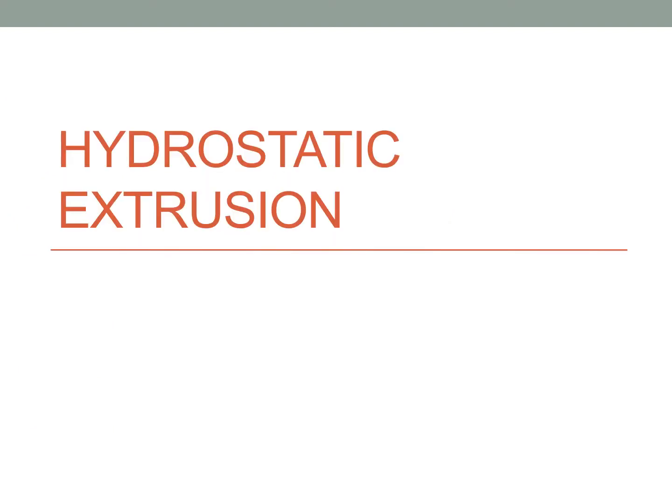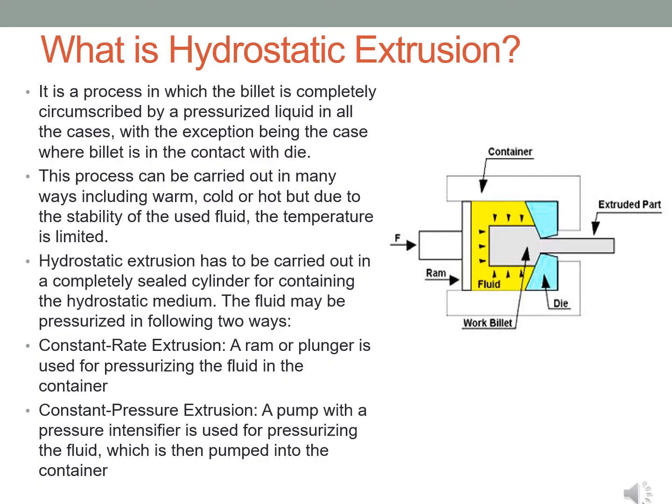Hydrostatic extrusion. What is hydrostatic extrusion? It is a process in which the billet is completely circumscribed by a pressurized liquid in all cases, with the exception being where the billet is in contact with the die. This process can be carried out in many ways, including warm, cold, or hot, but due to the stability of the fluid used, the temperature is limited.